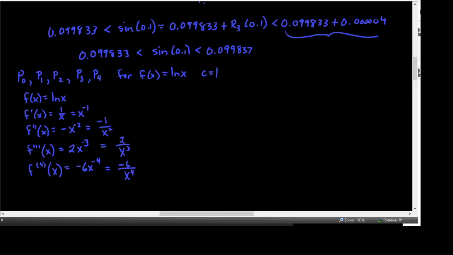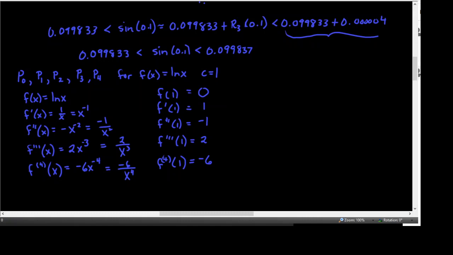Okay, now we know that c is 1, so we're going to need to calculate f of 1, f prime of 1, f double prime of 1, etc. So we're evaluating our function and all of its derivatives through the level that the question asks us to go, evaluating each of those at c, which in this problem is 1. Okay, so natural log of 1 is 0. 1 over 1 is 1. Negative 1 over 1 squared is negative 1. 2 over 1 cubed is 2. Negative 6 over 1 to the fourth is negative 6.